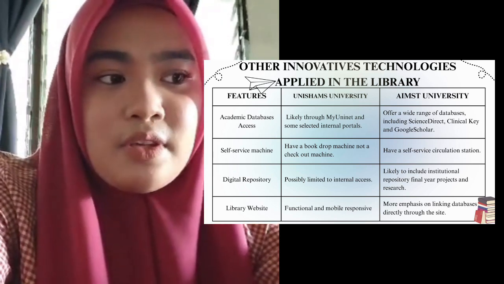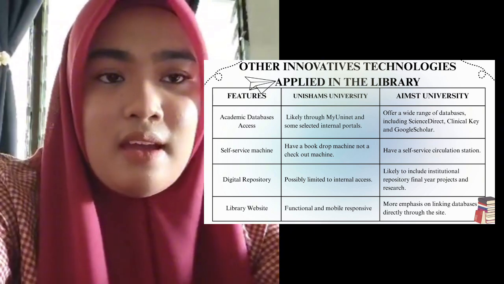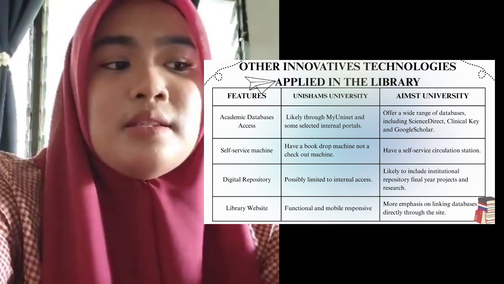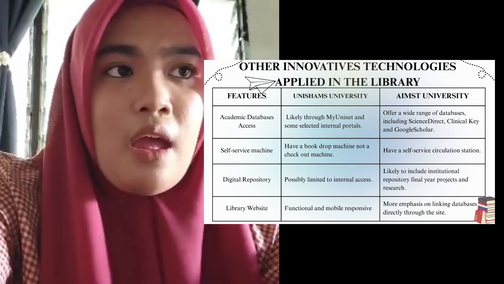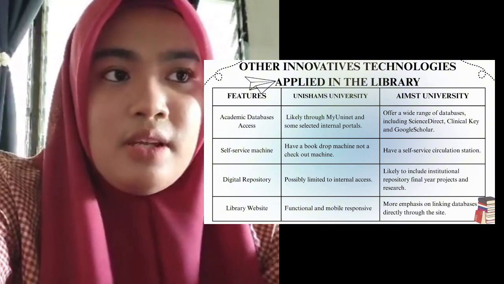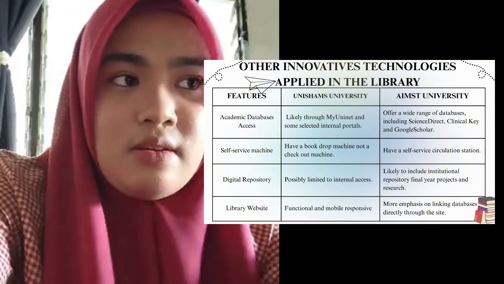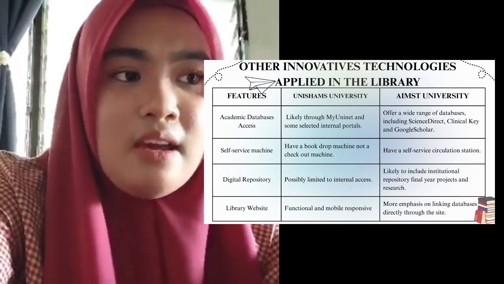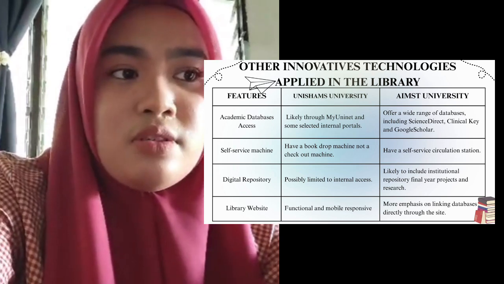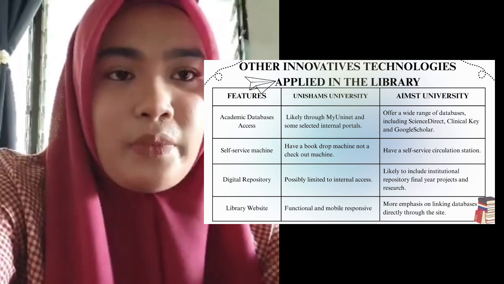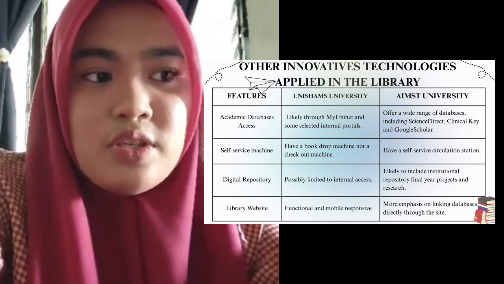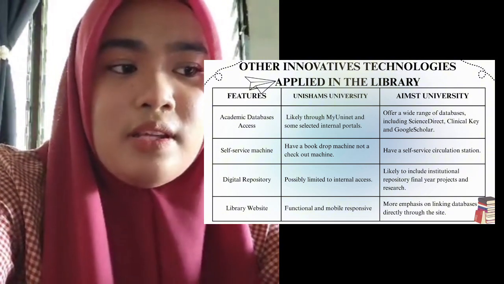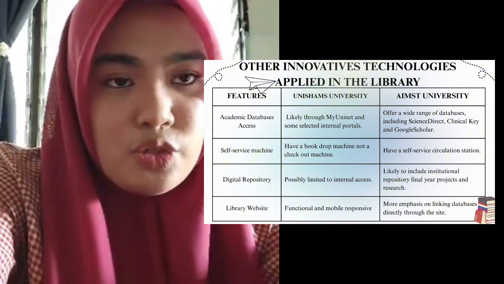Second, regarding self-service machines, Unisham only has a book drop machine but aims to offer a full self-service circulation station. In terms of digital repository, Unisham may have limited internal access whilst Ames includes final year projects and research papers in its institutional repository. Lastly, for the library website, Unisham has a functional and mobile-friendly site, whereas Ames focuses more on linking databases directly through the website.